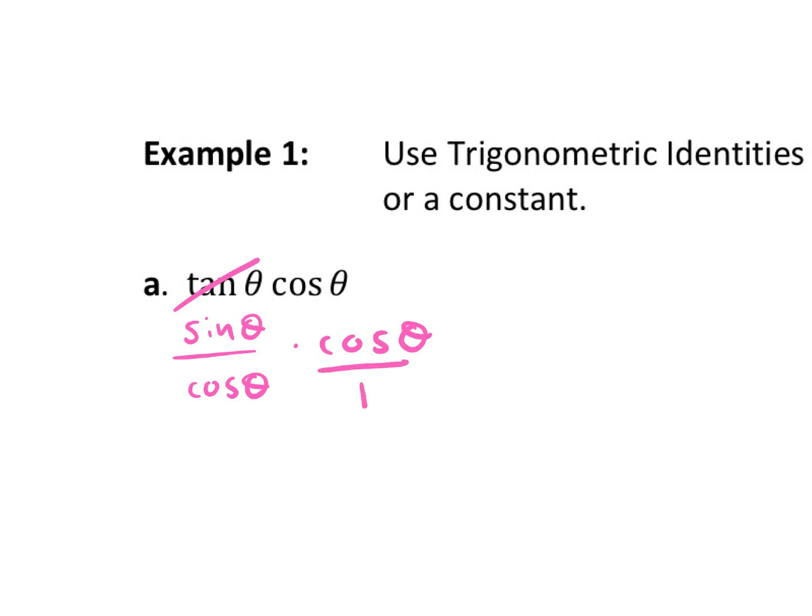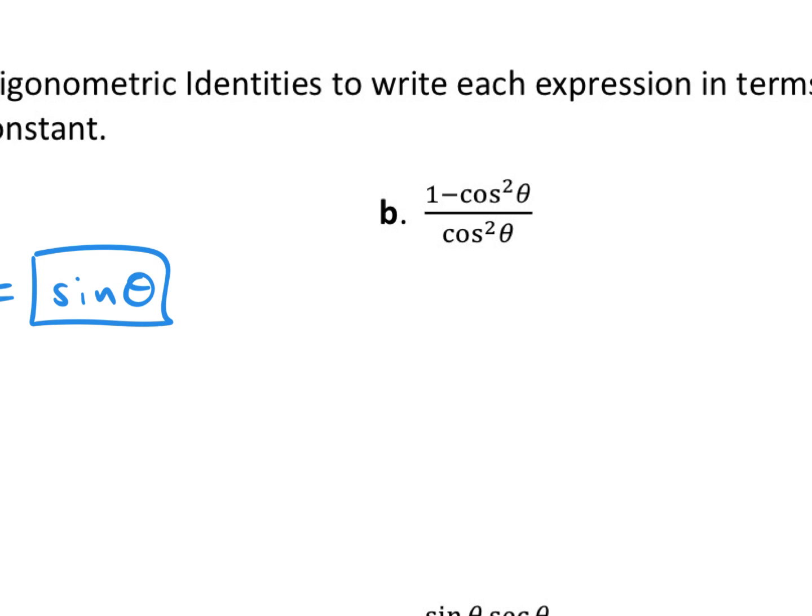Perfect. Cosine is like cosine over 1. And if I have a cosine on the top and a cosine on the bottom, they cancel. So then what am I left with? Just sine theta. So that would be our answer. All right, let's look at B.